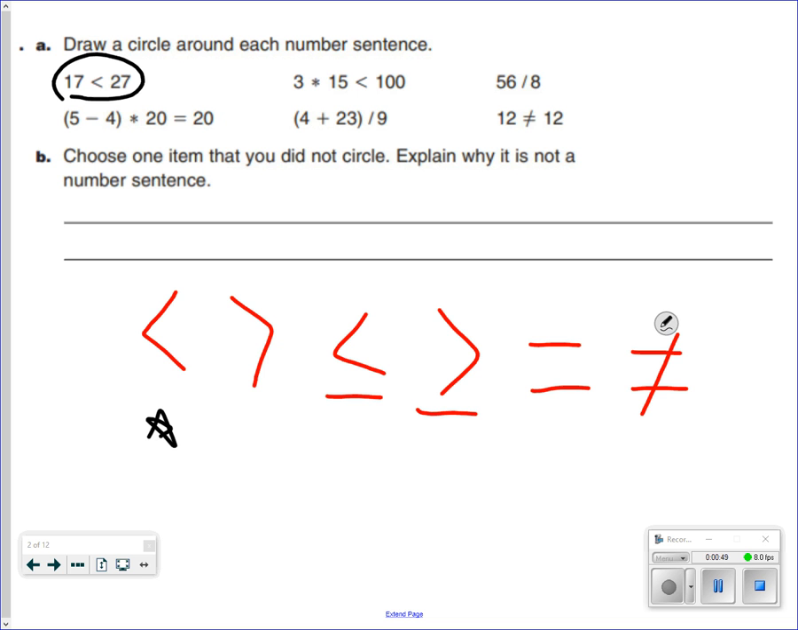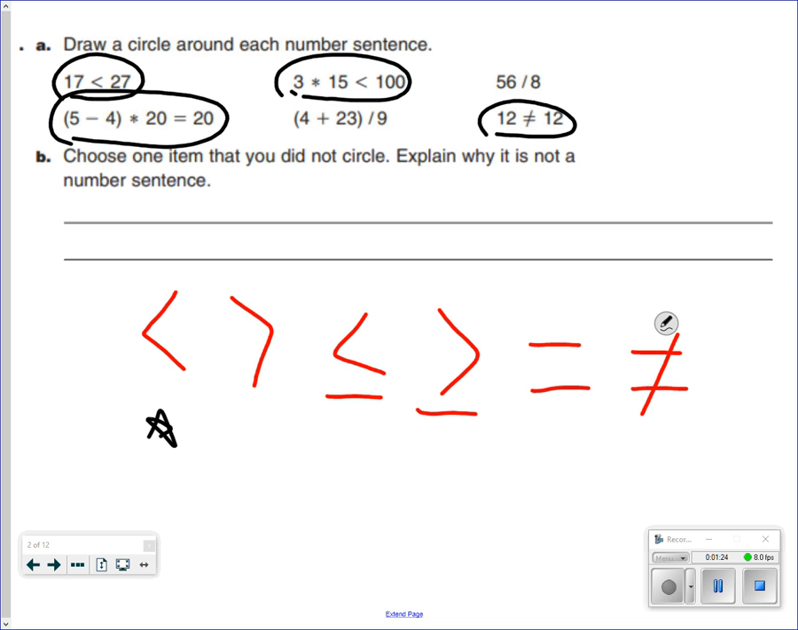3 times 15 is less than 100. This is a number sentence as well. 56 divided by 8 doesn't have a less than, greater than, equal to, or isn't equal to sign. 5 minus 4 times 20, that has an equal sign, so that is a number sentence. 4 plus 23 divided by 9 does not have a symbol in there. 12 is not equal to 12. That is a number sentence.